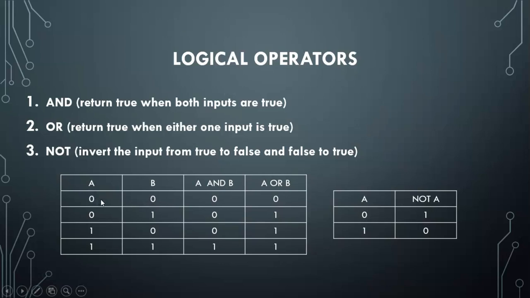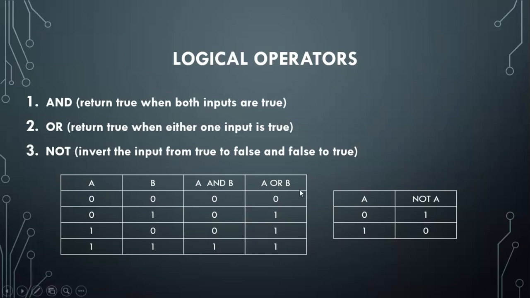First input A is 0, you can say false, and B is also false, which means A and B is false, as we know that when both inputs are true, then AND operator is true. Here both inputs are 0, so A and B is 0. If first input is 0, so it is 0. In this case, second input is 0, so it is 0. And third, last option is both inputs are true, then A and B is true, which is 1.